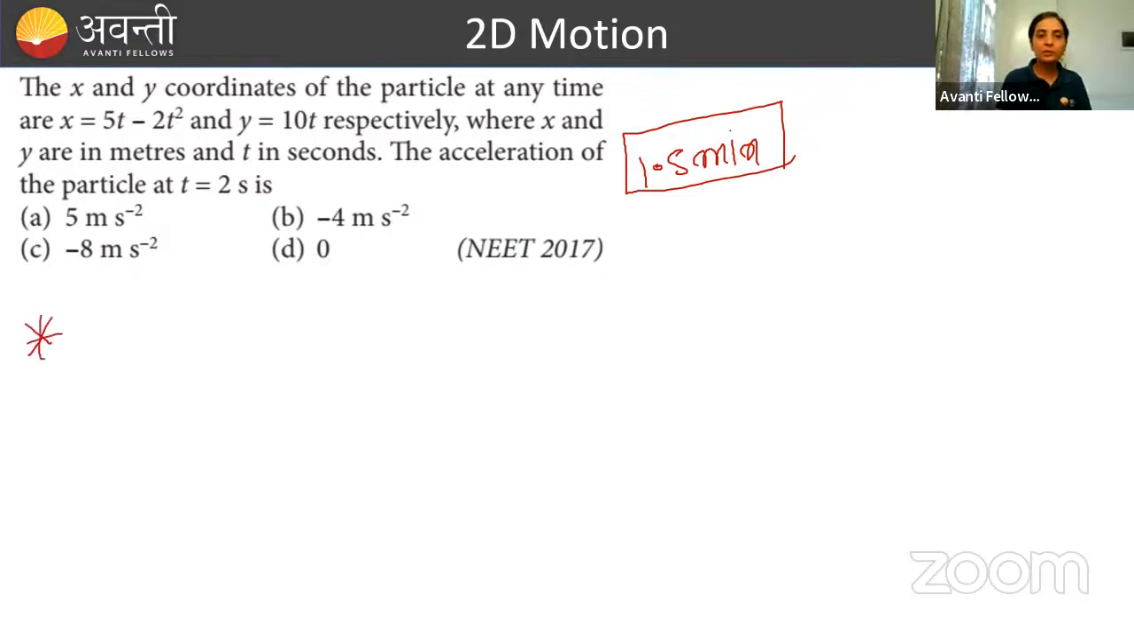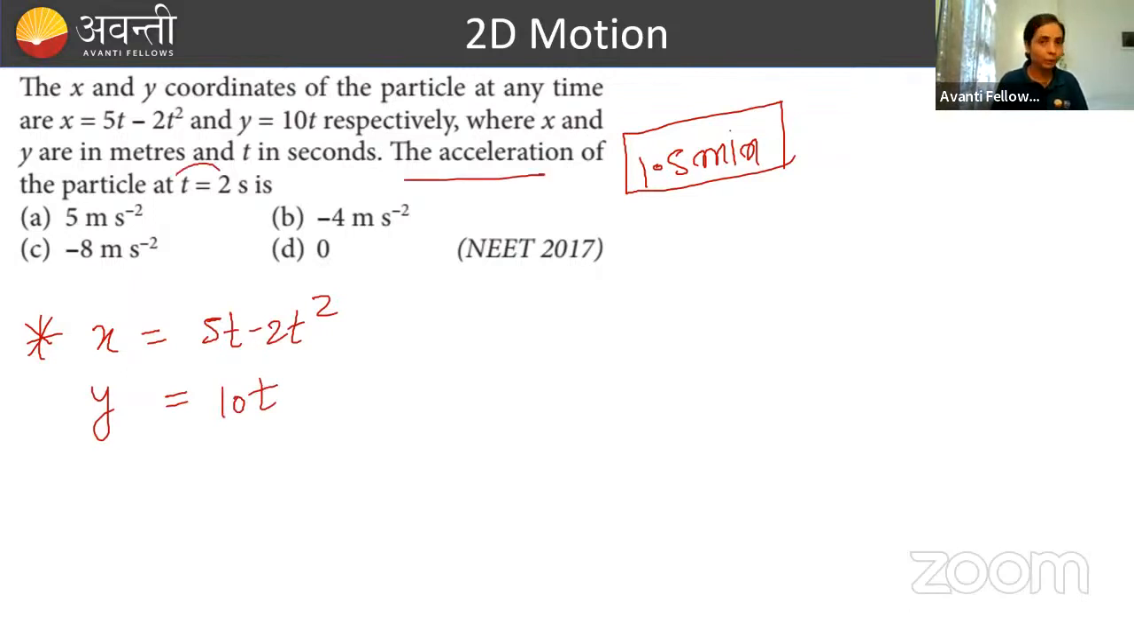So what the question is, the x and y coordinates of a particle at any time are given, right? A particle is moving in two dimensions, so its x position is given with respect to time, and also its y position is given as a function of time. So x is written as how much? x is 5t minus 2t square. And what is y here? y here is 10t, right? You have to calculate the acceleration at what time? 2 seconds.